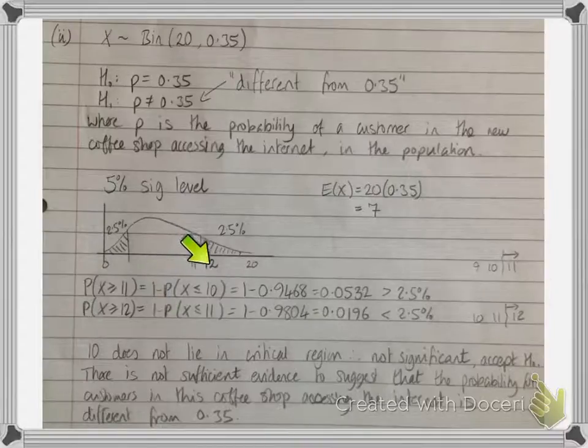Our critical value is 12, so the result of 10 does not lie in the critical region, so that's not significant. We're going to accept H0 for this part of the question. There is not sufficient evidence to suggest that the probability for customers in this coffee shop accessing the internet is different from 0.35.